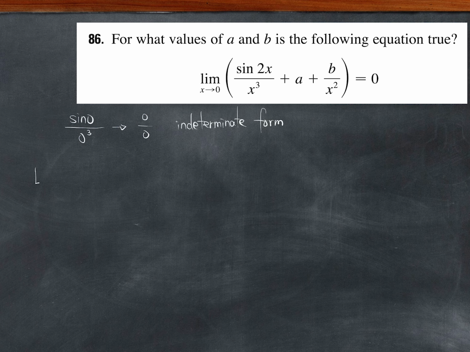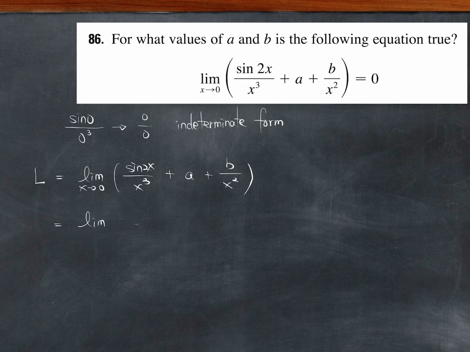So first, let's set L equals the limit. That can make things simpler. Sine 2x over x cubed plus a plus b over x squared. Basically just copy down the question. We're having 3 terms in the parentheses. It's not easy to use, so I'd like to combine them into a single big fraction.